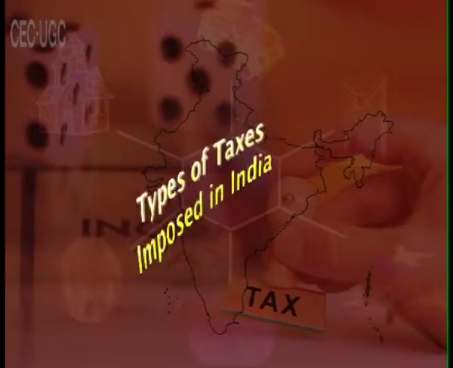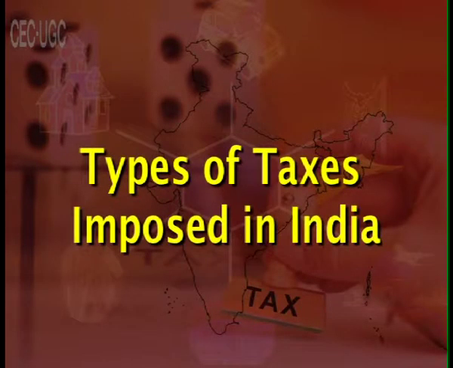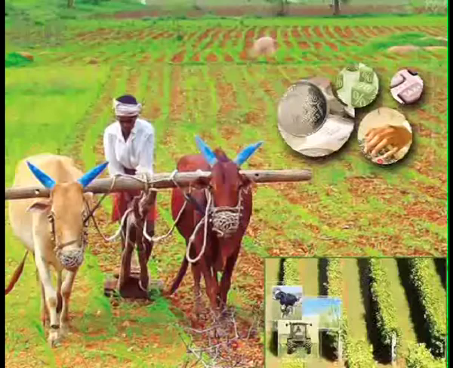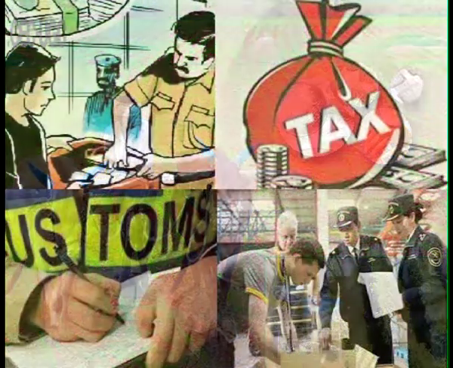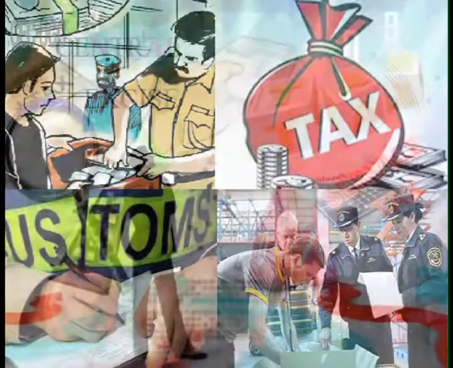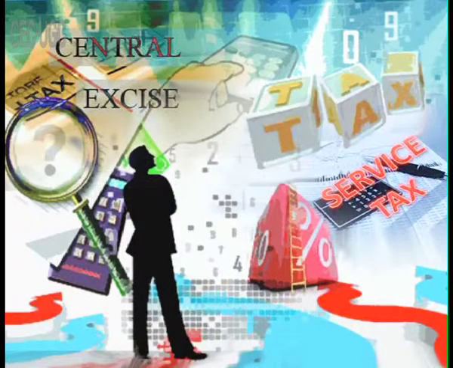So, let us see what are the basic taxes which are imposed in India. India has a well developed tax structure with clearly demarcated authority between central, state and the local bodies. Central government levies tax on income except agricultural income, which the state government can levy. Customs duties, central excise and service taxes.